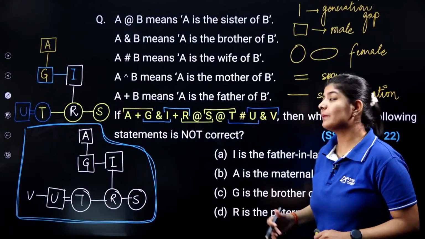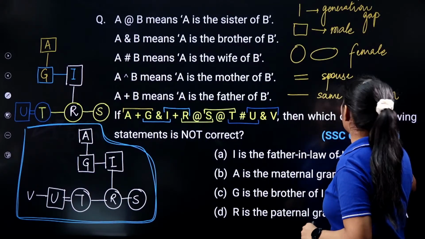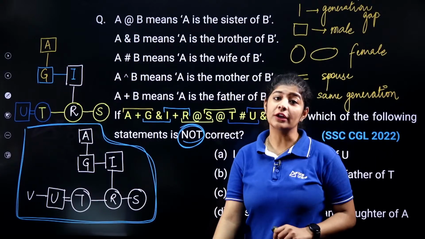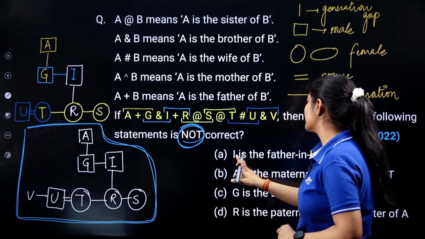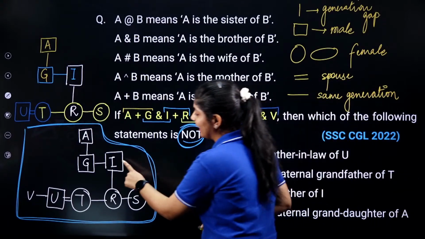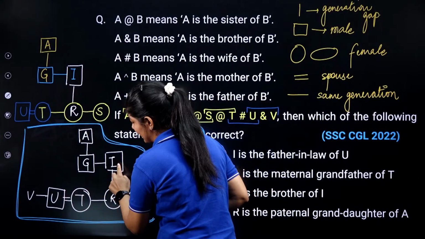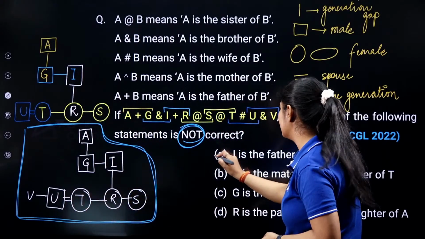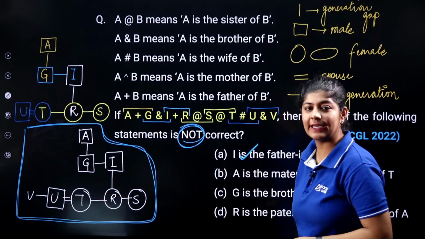And what we have to determine? We have to determine which of the following statements is not correct. Right? Okay. First one. I is father-in-law of U. I is father-in-law. Yes, basically this person is married to I's daughter.